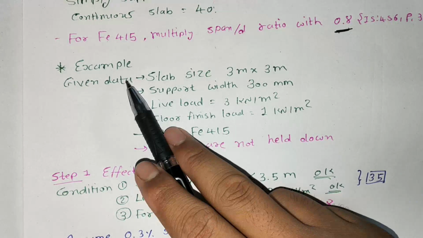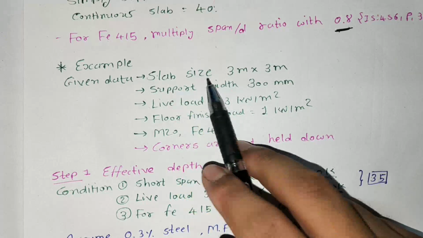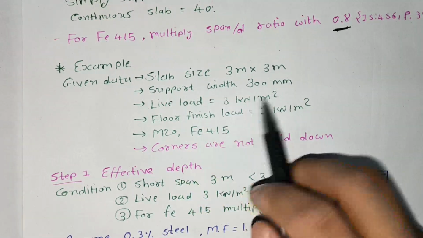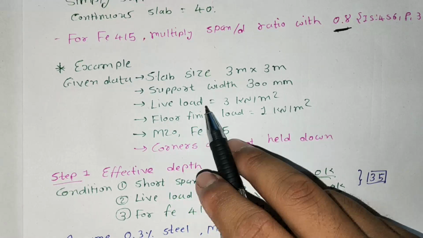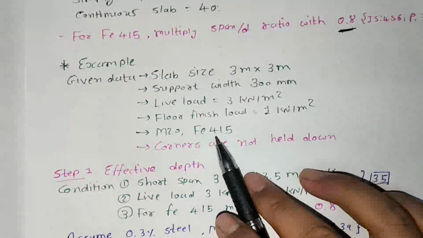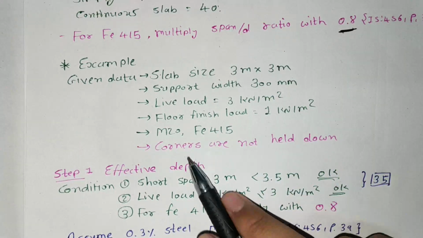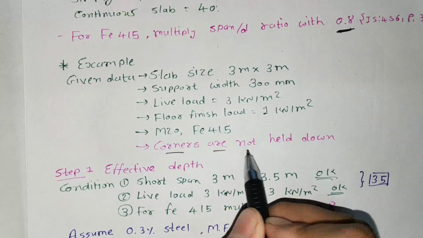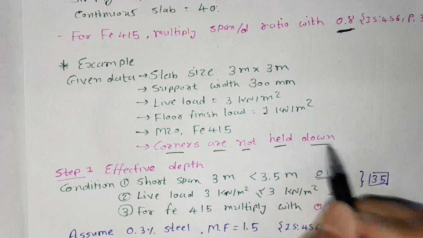This is the example and given data. The size of the slab is 3 meter cross 3 meter, supported width 300 mm. The live load is 3 kN per meter square, floor finish 1 kN per meter square, using M20 Fe415. And this is the condition: corners are not held down.